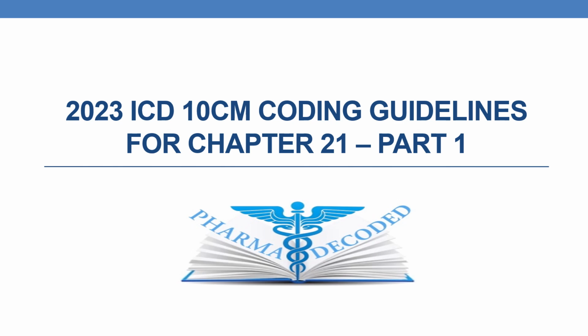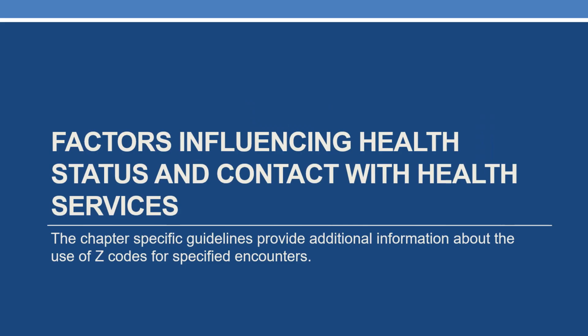Hello everyone, now let us discuss the 2023 ICD-10-CM coding guidelines for Chapter 21, part 1. Chapter 21 mainly deals with factors influencing health status and contact with health services. The chapter-specific guidelines provide additional information about the use of Z codes. Chapter 21 mainly deals with the use of Z codes for specified encounters.